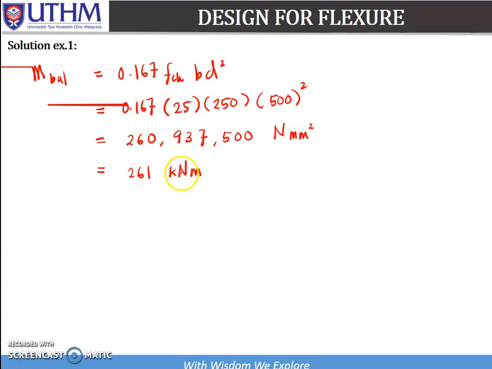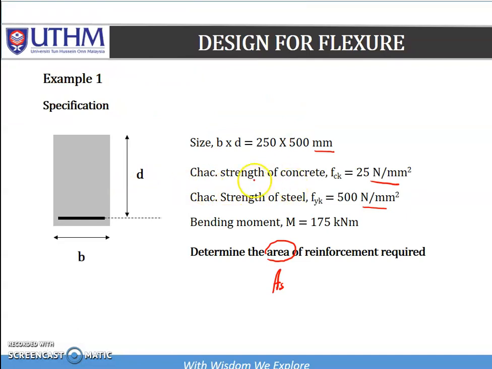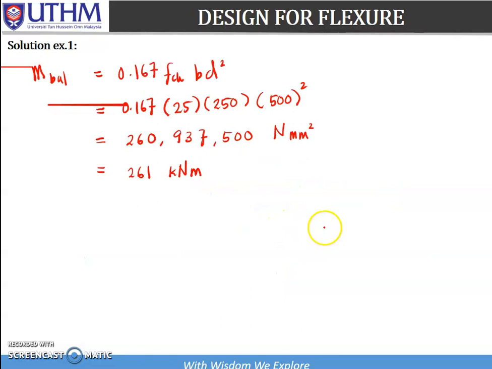Okay, so this is the M balance that we have, and then we need to compare it with the bending moment. The bending moment is 175, which means that our M balance is bigger than 175.